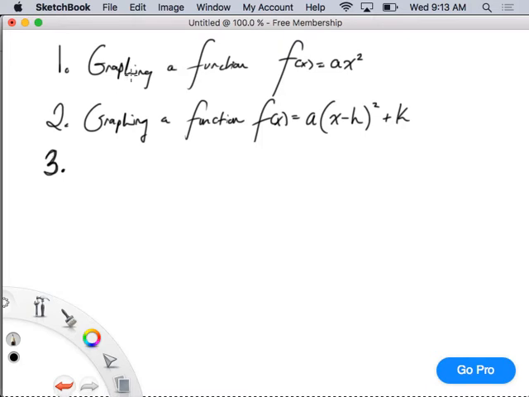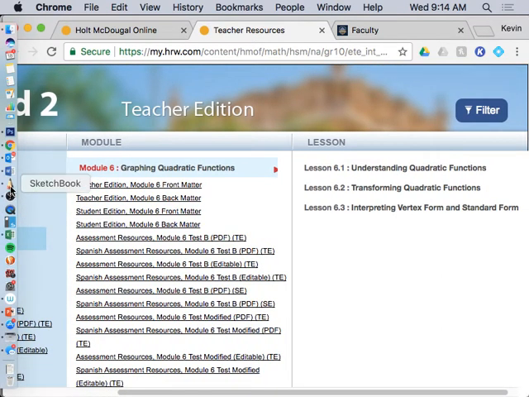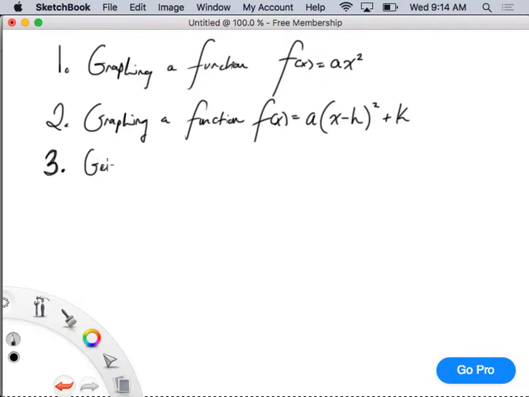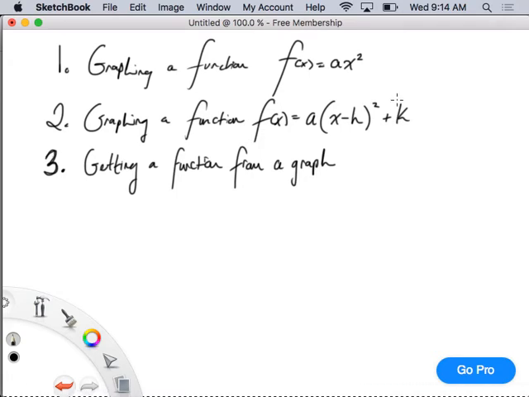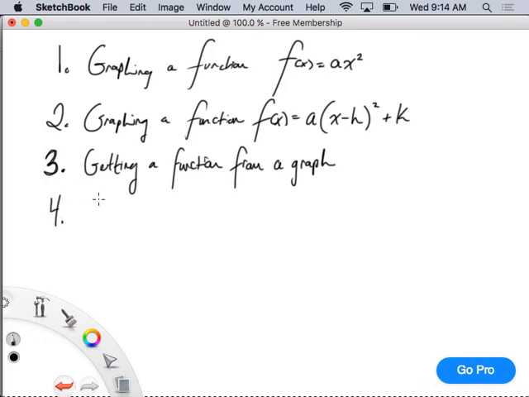Next thing. Hold on one second. Just want to make sure I'm not missing anything. The next thing is getting a function from a graph. Next thing is going from vertex form to standard form.